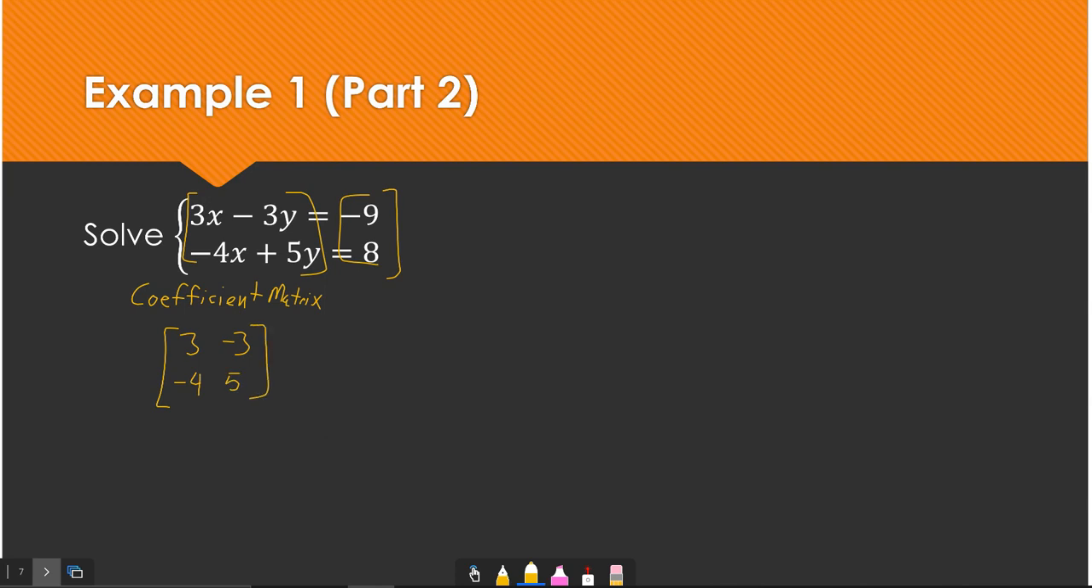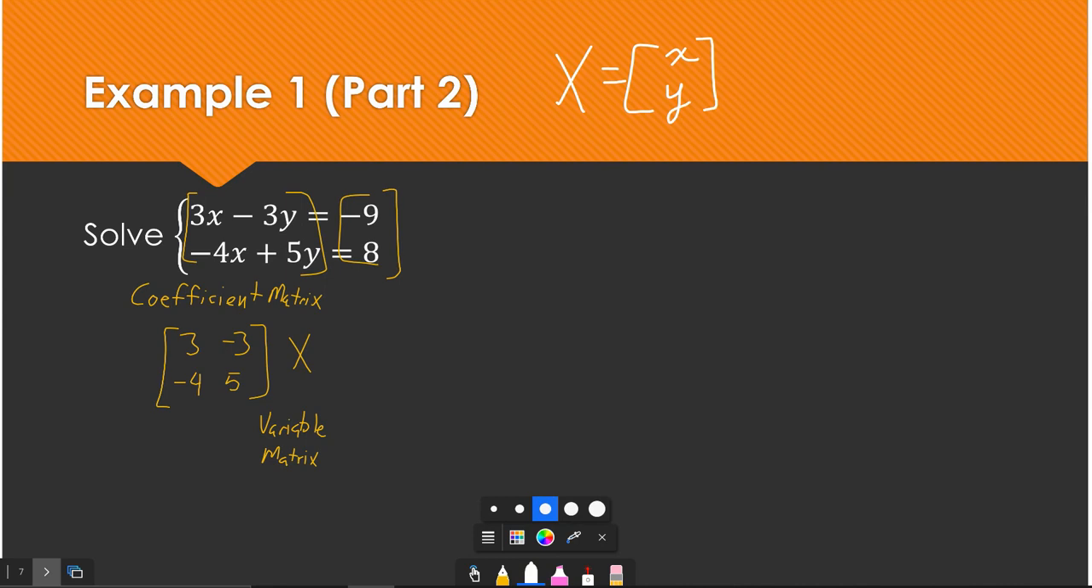5. We're then going to have our variable matrix. So we're just going to call that variable x. Where our variable matrix is the matrix xy as a 2 by 1 matrix. So it's just representing our ordered pair vertically as opposed to the traditional ordered pair labeled horizontally.